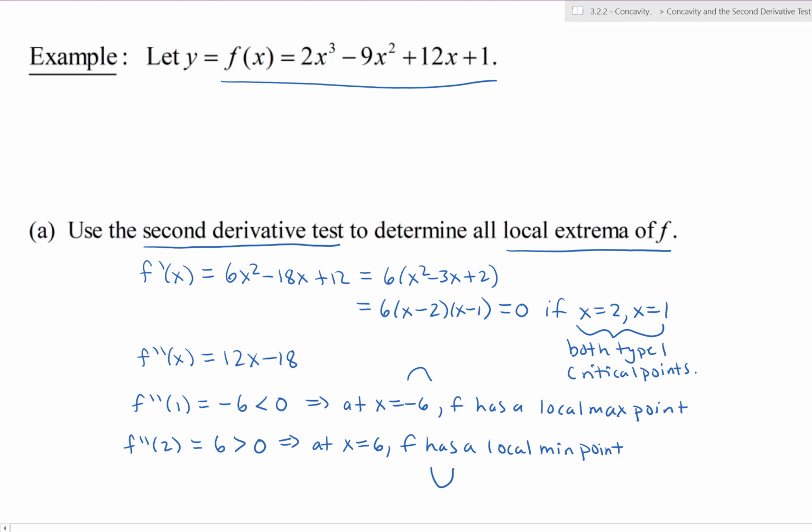And so there's one example of using the second derivative test to determine some local extrema of a function, in particular, especially polynomial functions that are nice and smooth. This test can come in quite handy sometimes.